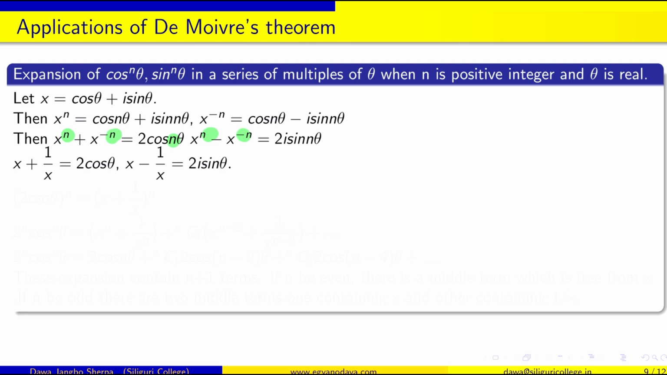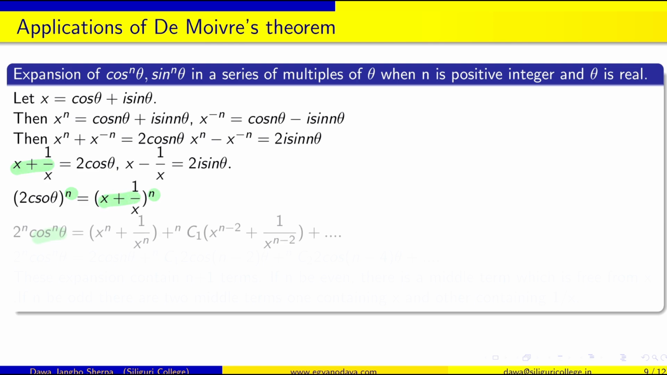Now I'm going to take the power n on both sides of this expression, so (2 cos theta) to the power n equals (x plus 1 by x) to the power n. Now I'm going to use the binomial expansion over here. This is the first term and this is the last term, their coefficients are the same, and this is the second term and this is the second last term, their coefficients are the same, nC1 and nC(n minus 1) have the same value, and so on. So we will get pairs.